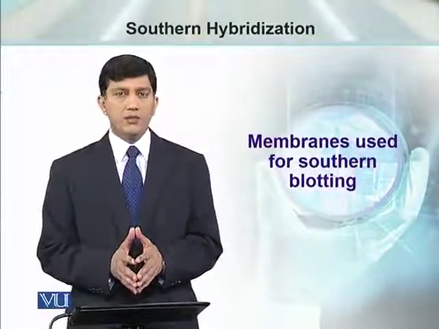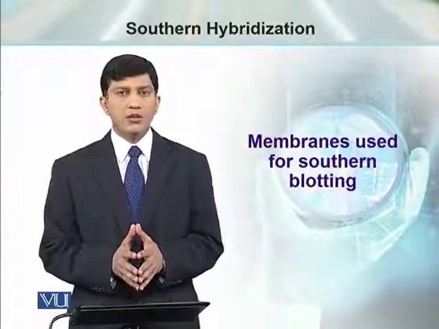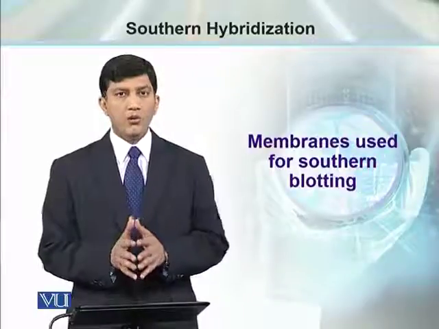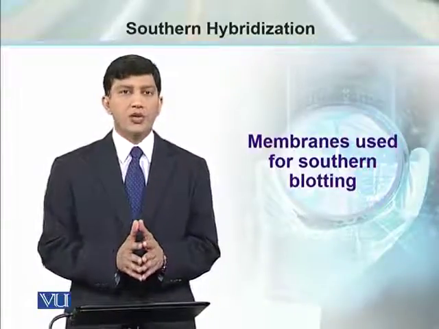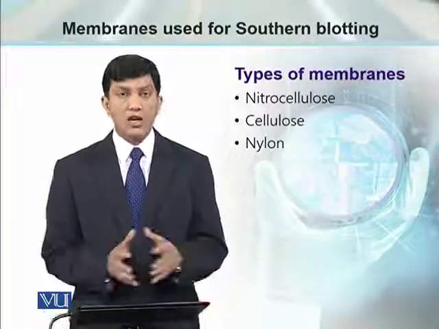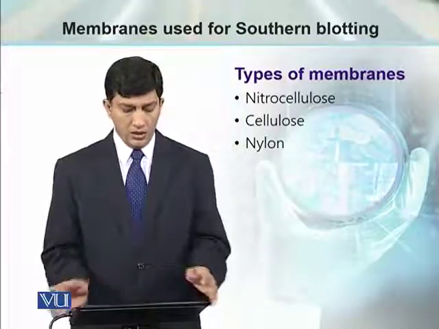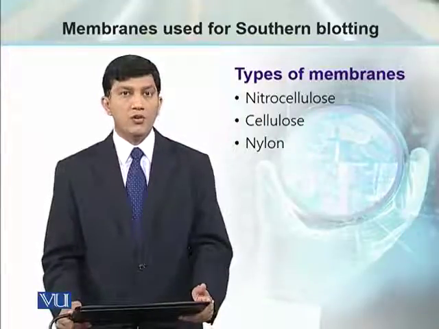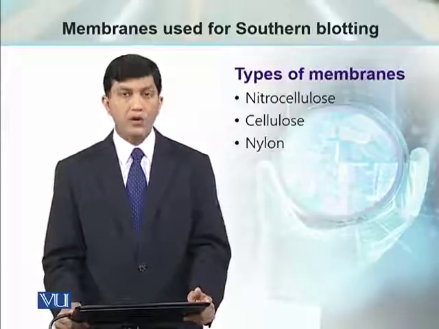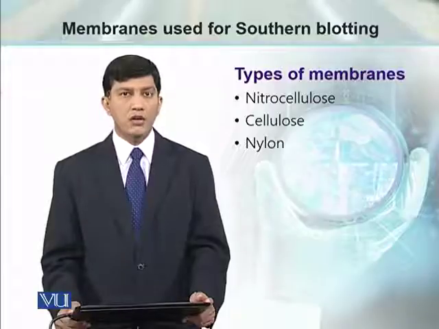इलेक्ट्रोफोरेसिस के बाद, for further study of DNA, हमें DNA या RNA को किसी सॉलिड सपोर्ट के ऊपर इमोबिलाइज करना पड़ता है और उस सॉलिड सपोर्ट को हमने मेम्ब्रेन का नाम दिया है. Membranes are of different types which are used for southern blotting and northern blotting. These three types of membranes which are in routine use in the laboratories are named as nitrocellulose membrane, cellulose membrane and the most recent used nylon membrane.